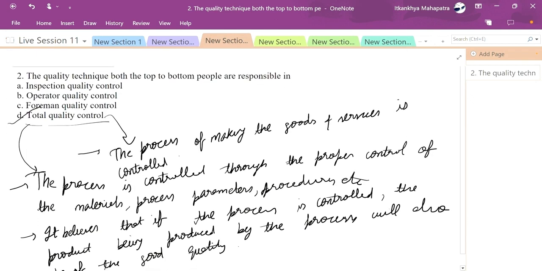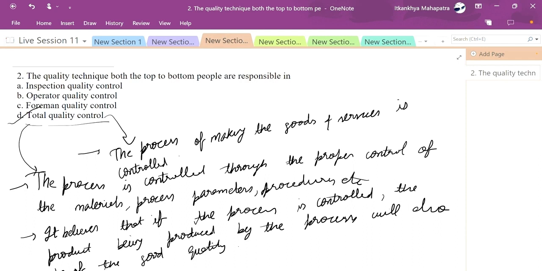And if we take the example of some other quality control approaches like inspection quality control, whatever is being produced after manufacturing is checked, and if it is as per the specification or as per the requirement, it is accepted or rejected. Okay.